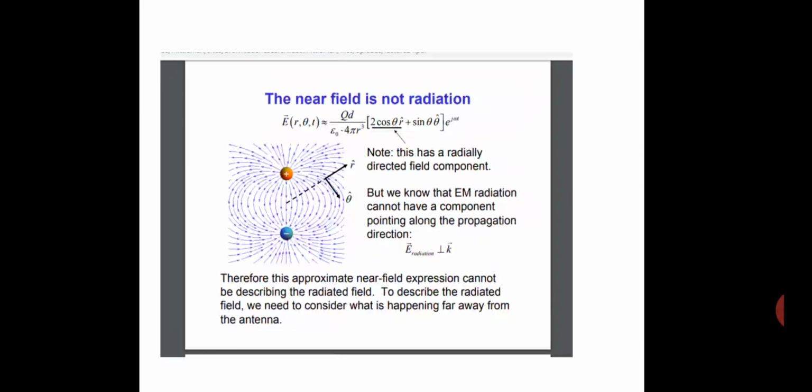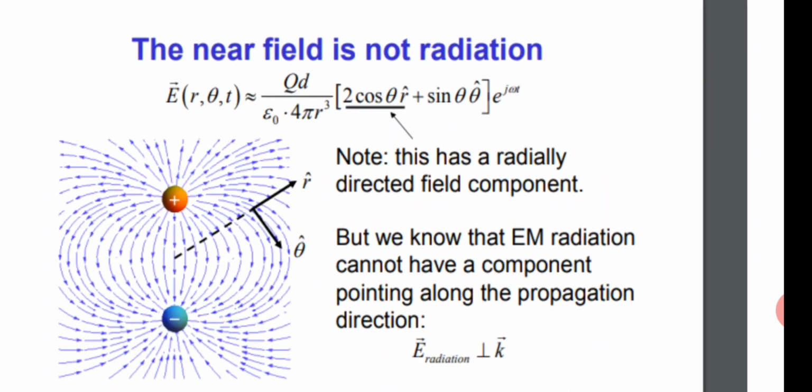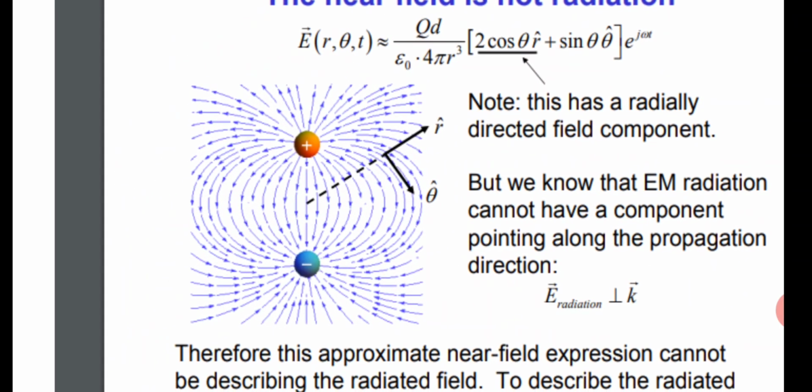The near field is not radiation. Electric field in terms of r, theta, t is qd upon 4π ε₀ r cubed times (2 cos theta r̂ + sin theta θ̂) e to the power jωt. This has a radially directed field component, from positive charge to minus, and magnetic fields are plus to minus. And r cap and theta cap are as shown.